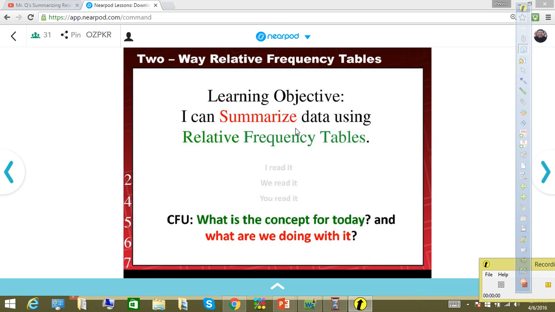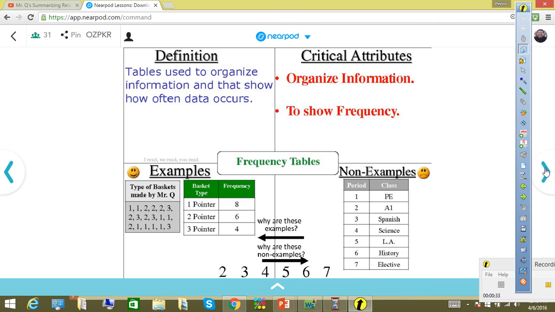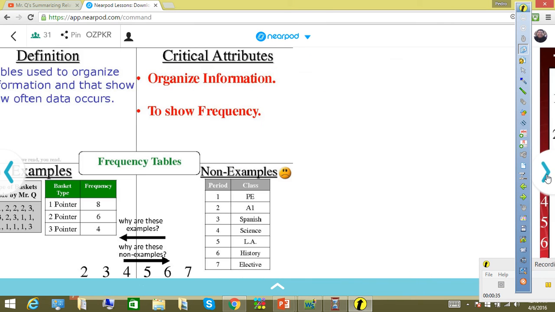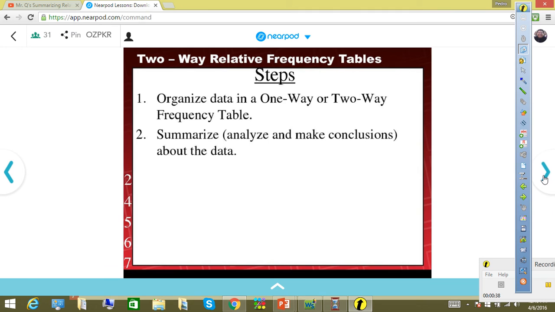Read together, 1, 2, 3. I can summarize data using relative frequency tables. So the only thing that I added to the objective was what? The relative frequency tables. Yesterday was just an introduction to frequency tables. So we don't need a Frayer model since we already know what frequency tables are. We don't need steps because we also know the steps. And who noticed that the home plate was probably one of the easiest ones you've ever done, right?